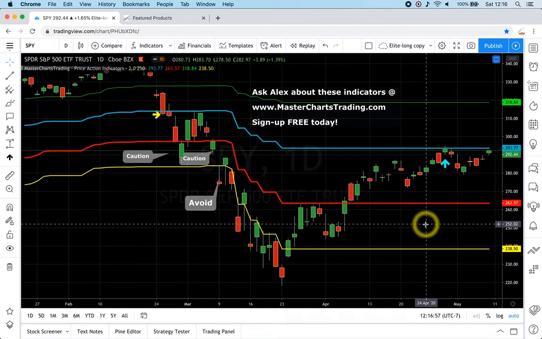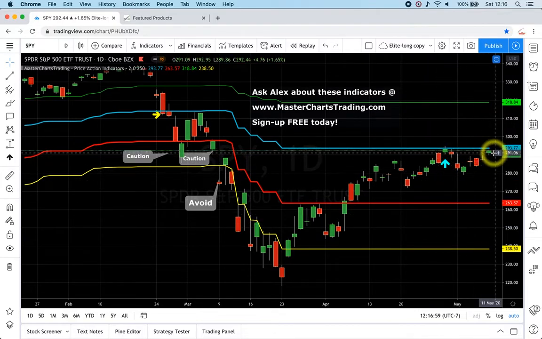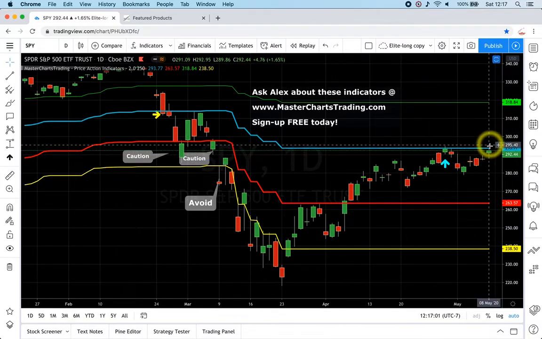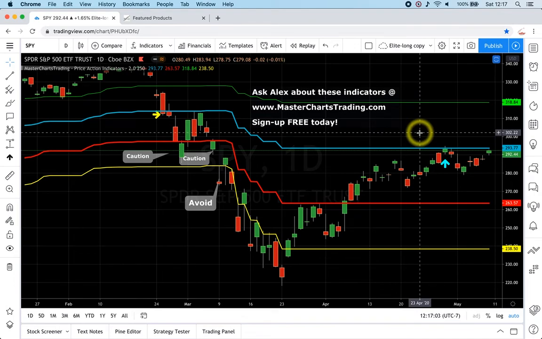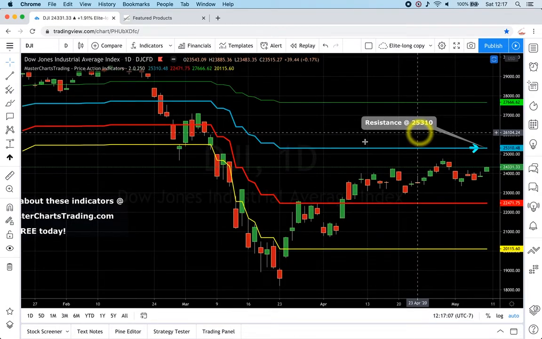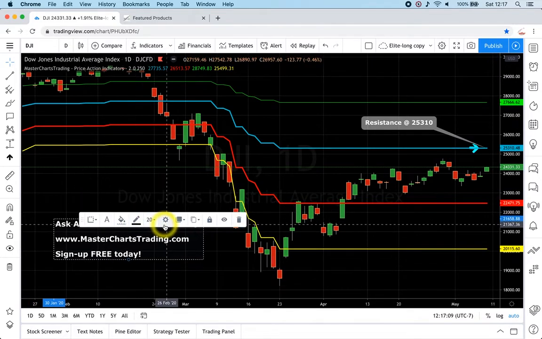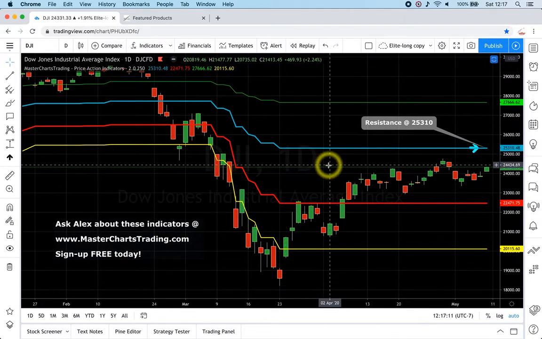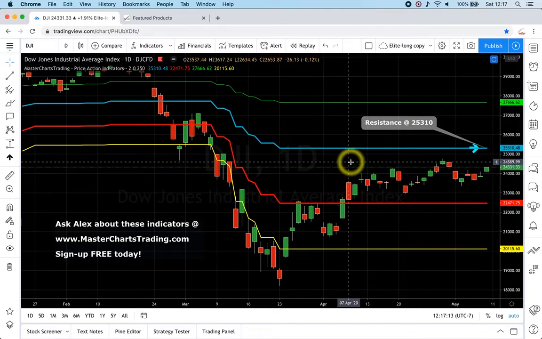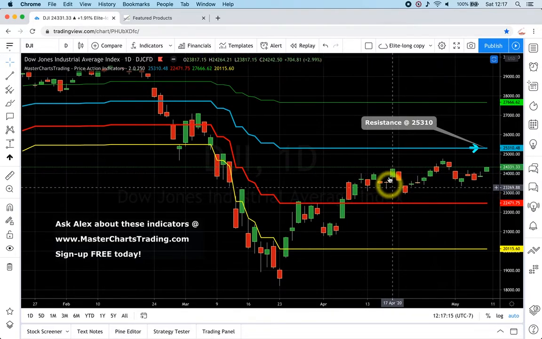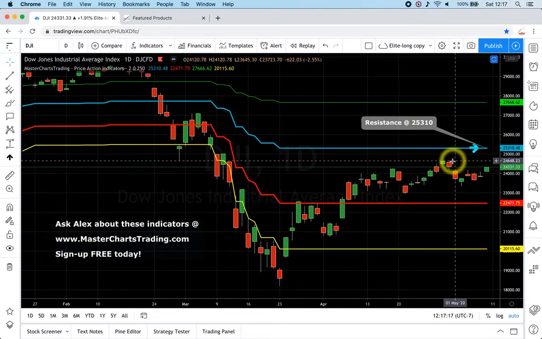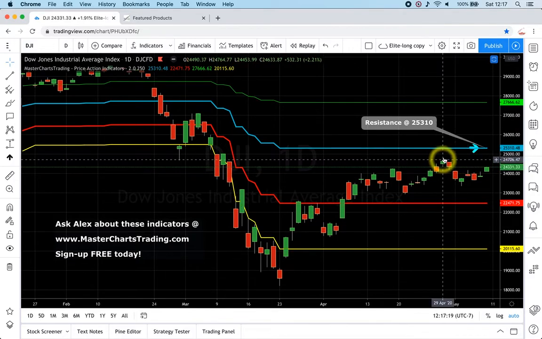For S&P 500 ETF SPY, same general principle, very close to a breakout level, so let's be on the lookout for a switch into the bull phase. We are already buying at MasterCharts Trading, certain select stocks. Here's Dow Jones. Dow Jones is underperforming a little bit. S&P is already kind of closed above this line.